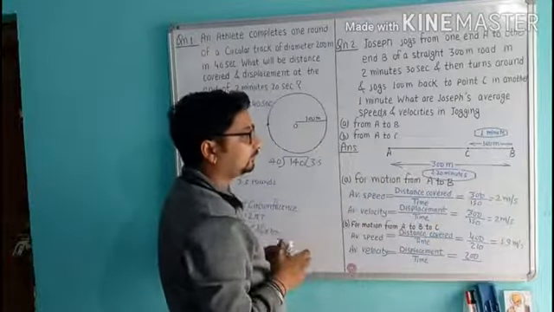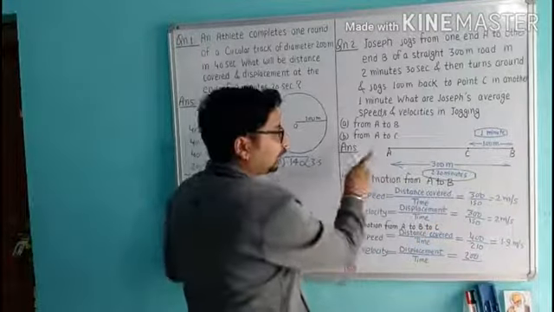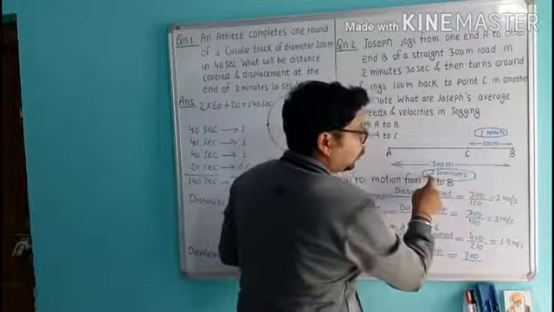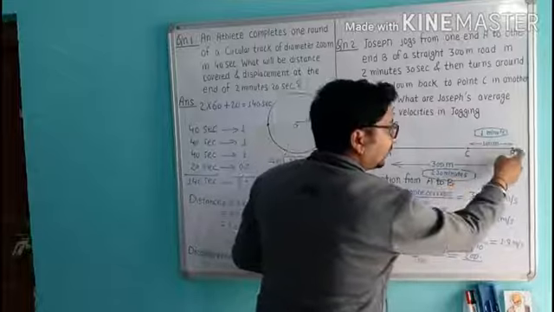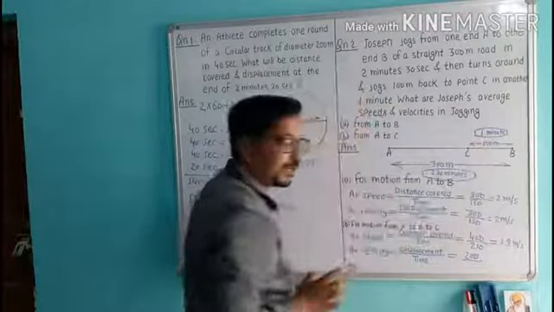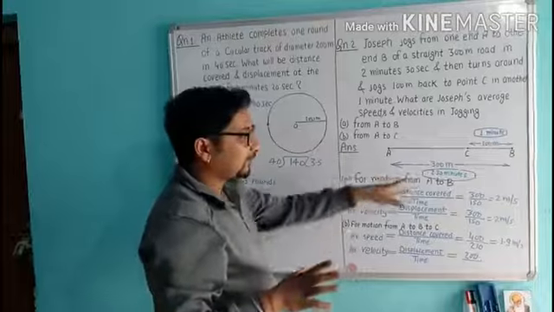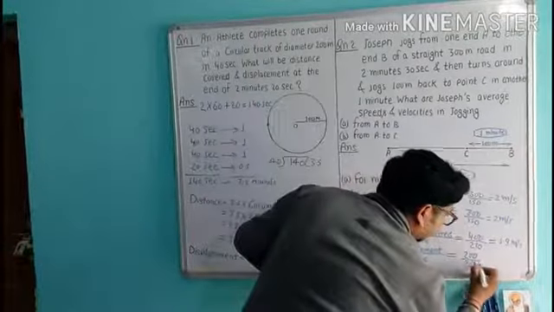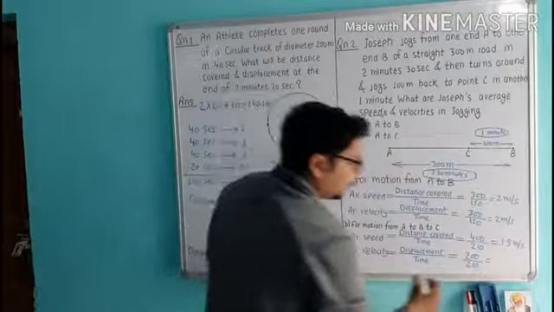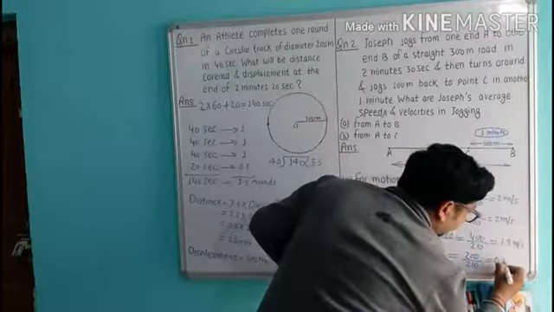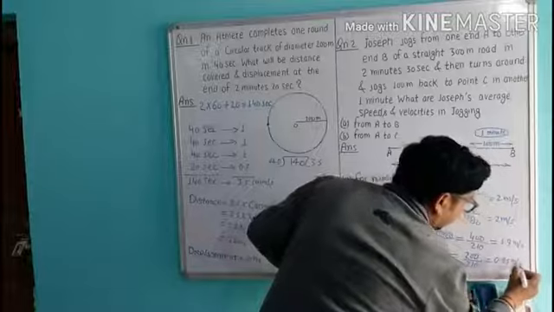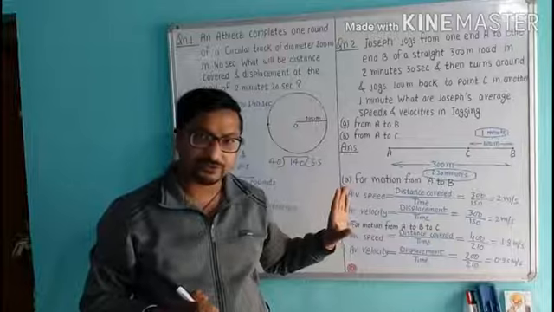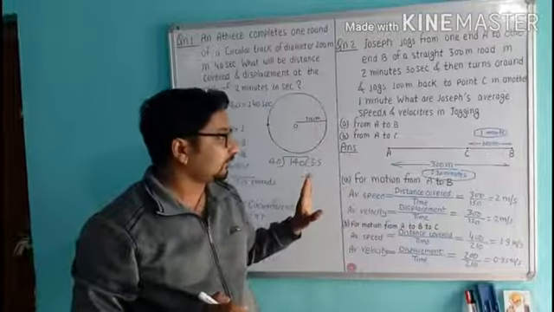And time taken. Joseph moves first from A to B, takes 2 minutes 30 seconds, and then B to C and takes 1 minute. That means total time will be 3 minutes 30 seconds, that means 210 seconds. Then after solving, we get 0.95 meter per second. So this is the average velocity.